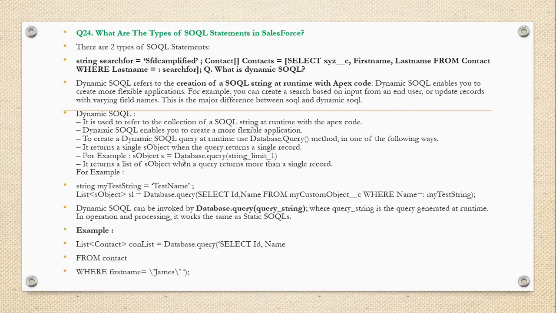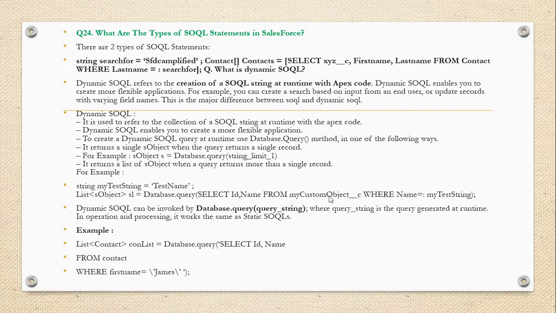It returns a single object when the query returns a single record. For example, Object Database.query(string) with a limit. It returns a list of objects when the query returns more than a single record. For example, a string method testString, testName, List<Object> Database.query('select ID, name from MyFirstObject where name = myTestString').